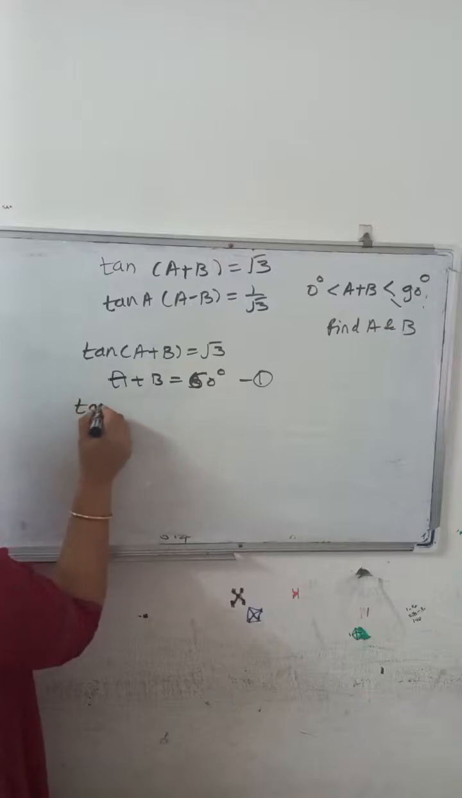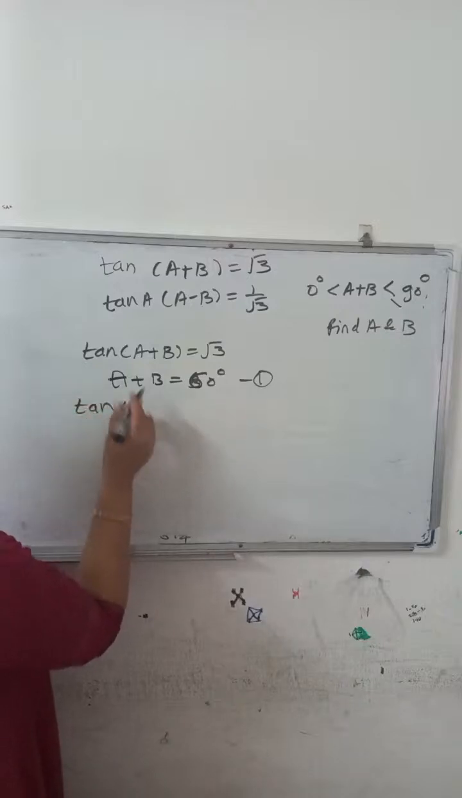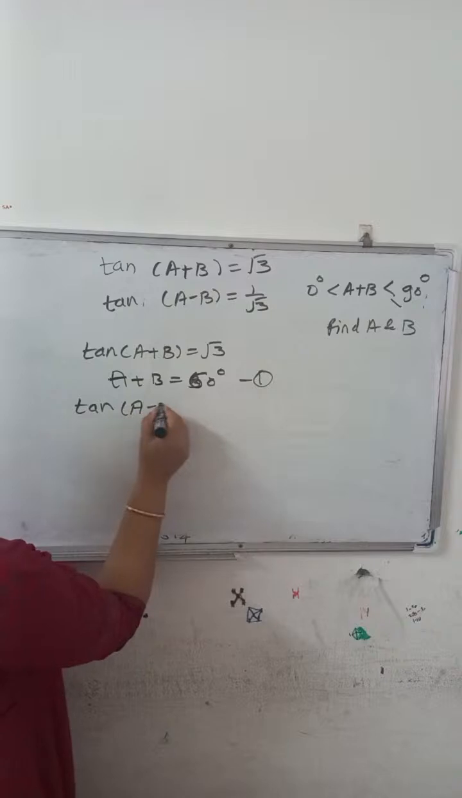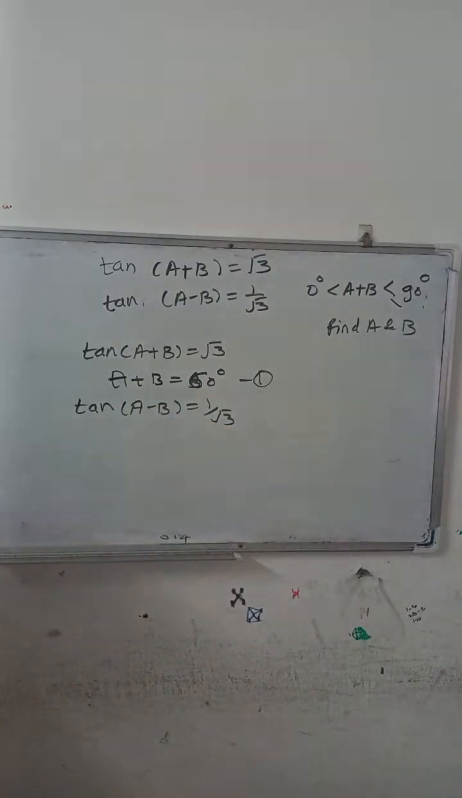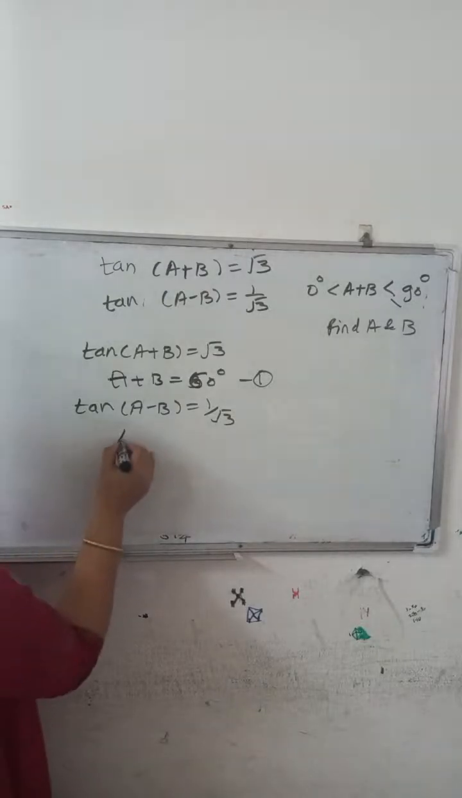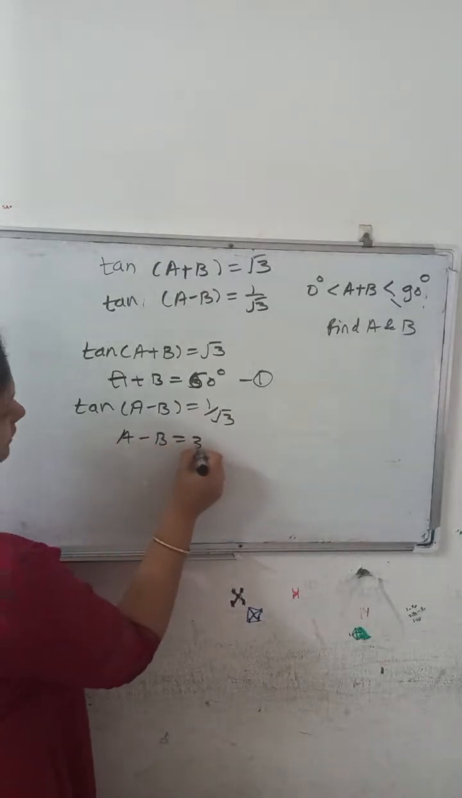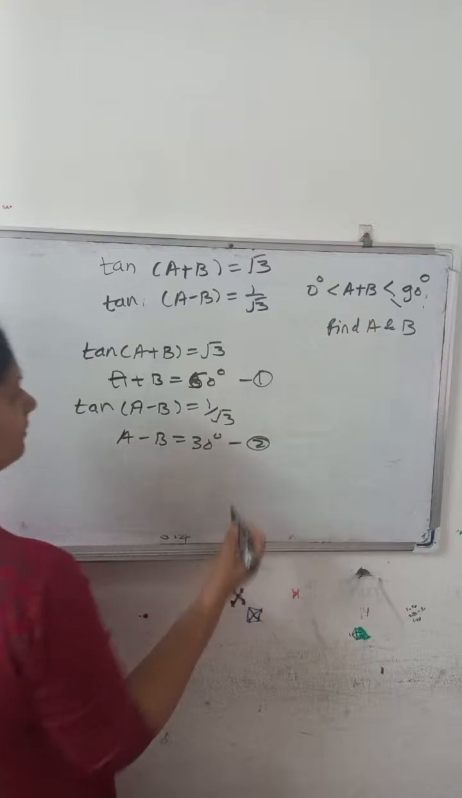Next, tan of A minus B is equal to 1 by root 3. Tan is 1 by root 3 when the angle is 30, correct? So can I write here A minus B is equal to 30. This is equation number 2.